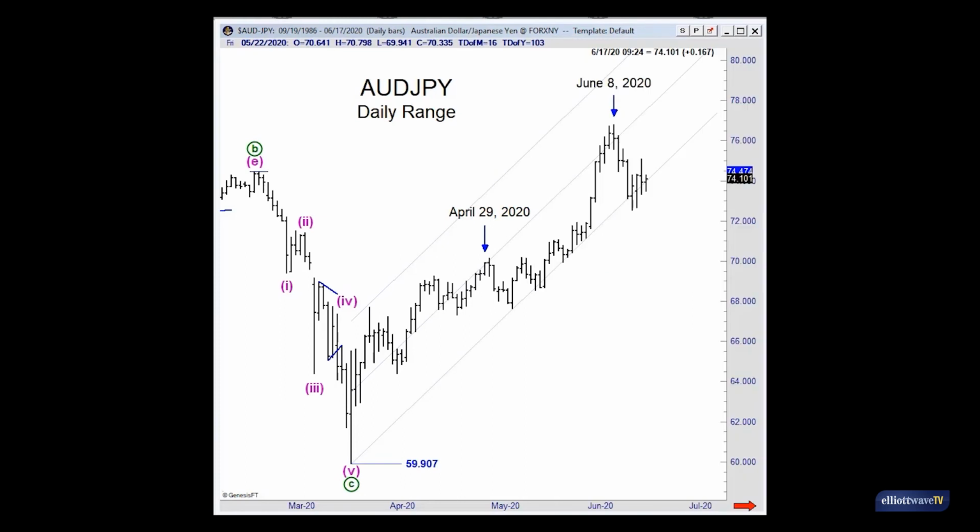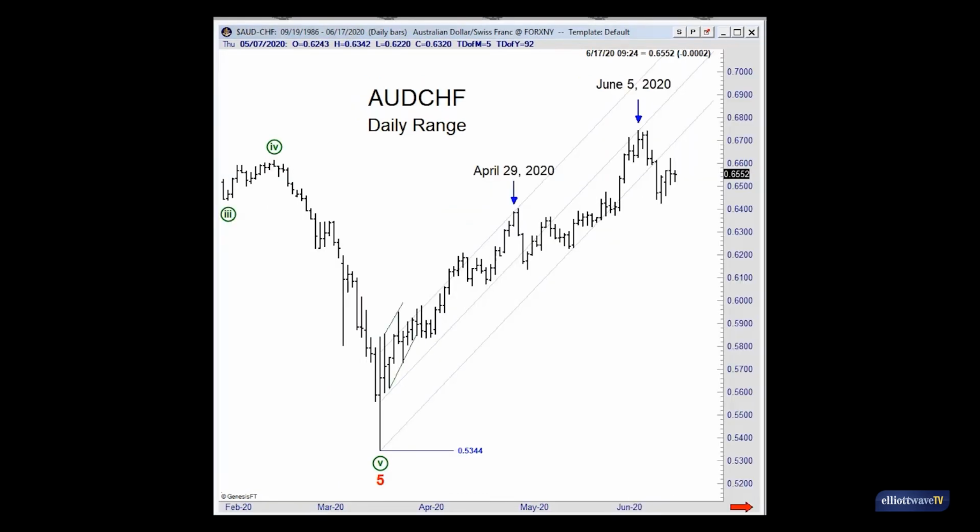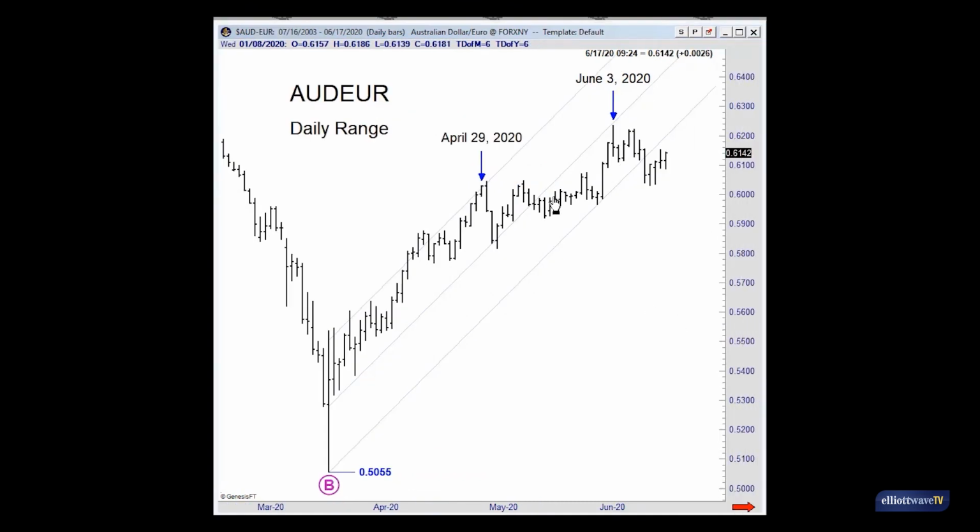Before we go, let's just take a look at our other crosses that we looked at. Here we have Aussie against the yen. Very same technique. We have our channel established. We're watching now to see how price action trades at its lower boundary. Against the Swiss franc, here you can see we've decisively broken through it and closed below it. So that is a warning now that Aussie could remain under pressure against the Swiss franc, using the June 5th peak as resistance.